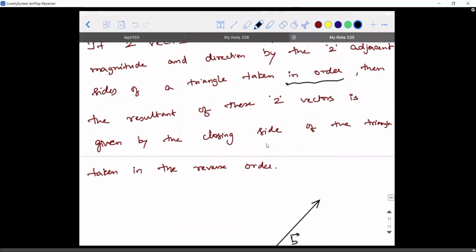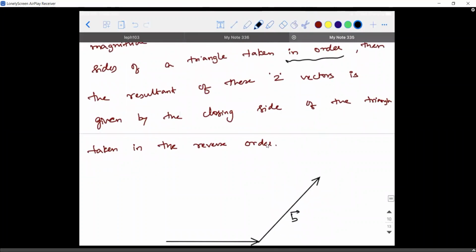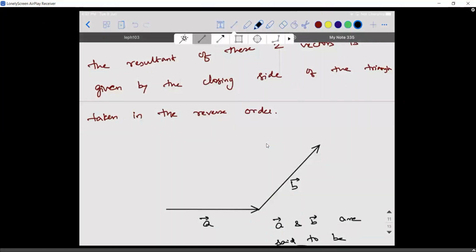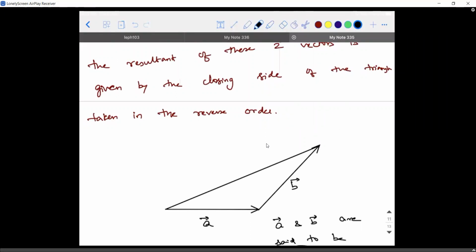Then what does the statement say? The resultant is the closing side of the triangle taken in the reverse order. So when I take the closing side to be like this, where am I supposed to put the arrow mark? Do I need to put it at the end of B vector or at the starting of A vector? End of B vector. Actually you're supposed to put it at the end of B vector, because this is what is called reverse order.